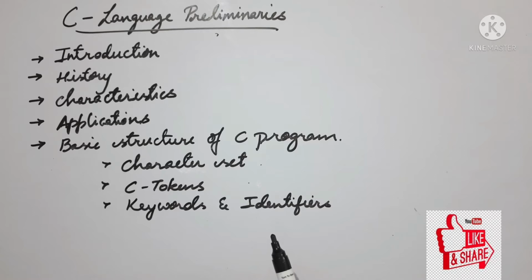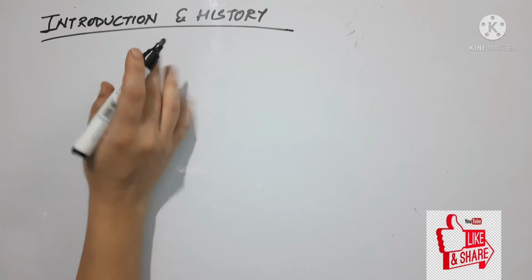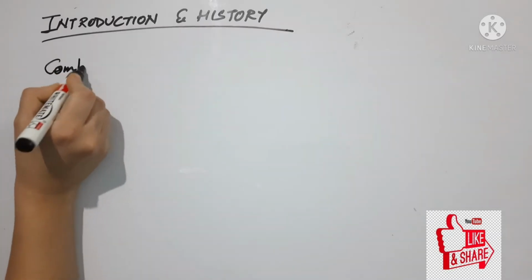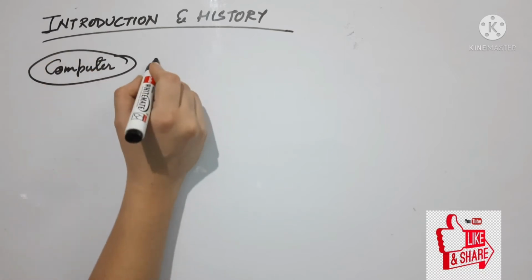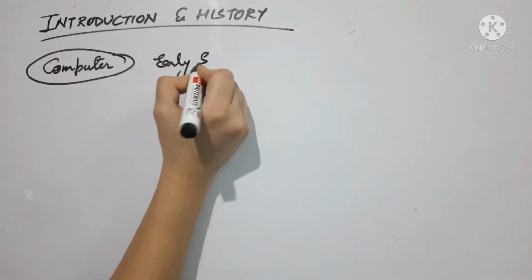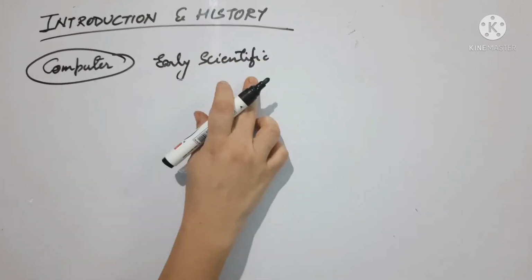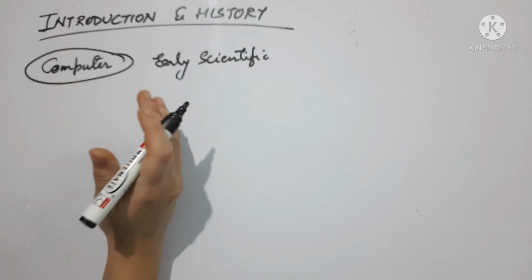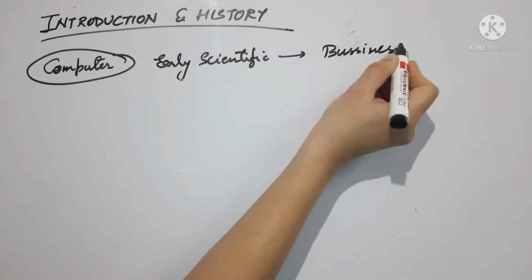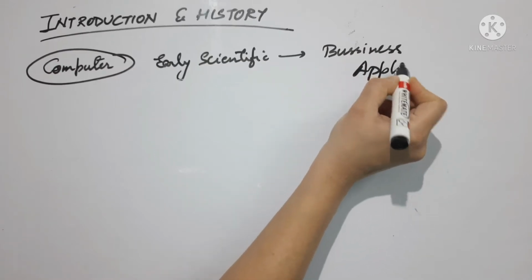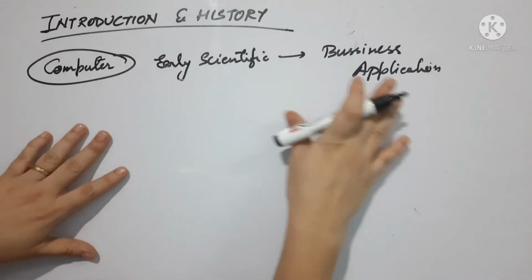Now let's get started. Coming to the introduction and history part of C programming language, initially when our computers were developed, its main applications were from the early scientific calculations. Okay, initially we wanted to perform scientific calculations. For this reason computer was developed. Later, even for business applications, we made use of computers. So the range of usage was from scientific calculations to business applications.